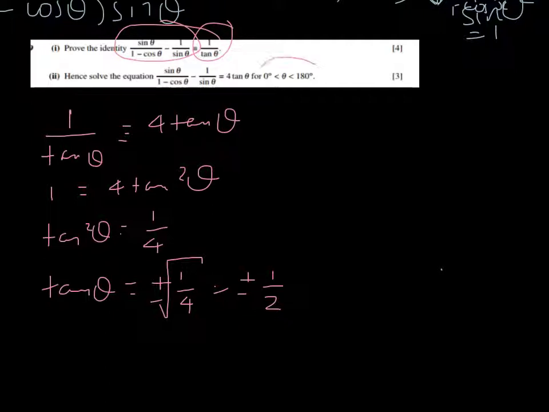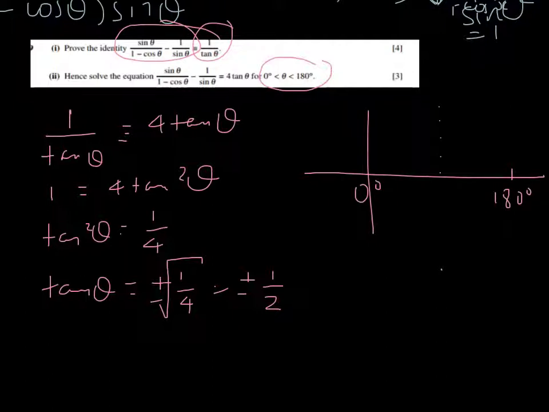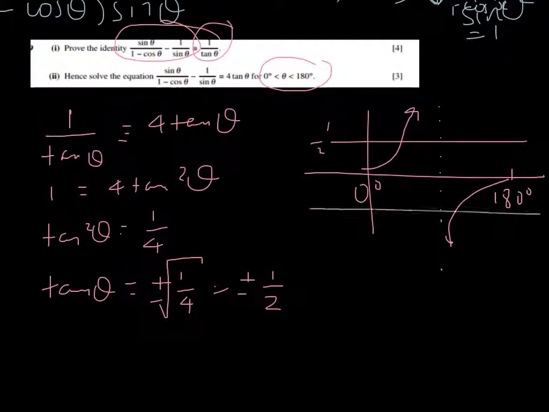We go back here and we see that our domain is in degrees, so that tells us our answer will be in degrees. We also see that it's between 0 and 180, so we're looking at 0 and 180 there. There we go, that's what we're looking at. And we're looking at plus or minus a half, so a half there or negative a half there. So we've got two answers that we're after, that one and that one.